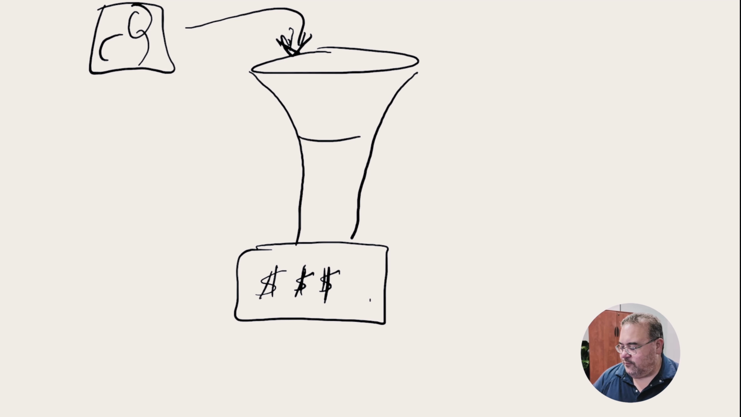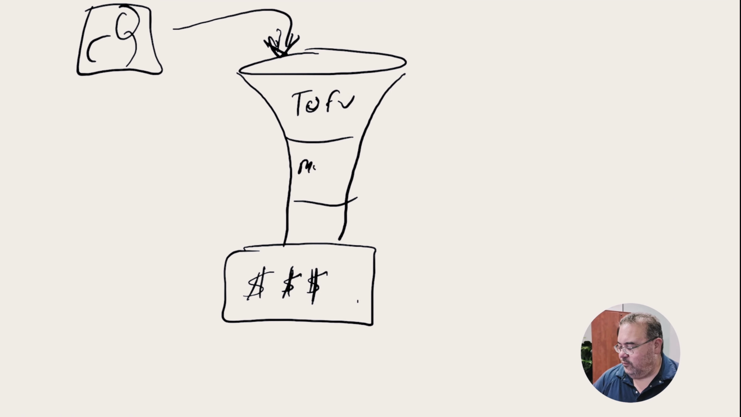There's 3 levels of a funnel. Okay. There is the TOFU, which is top of funnel. You will hear that in marketing terms called TOFU. Then there's MOFU, which is the middle of funnel. And then there's BOFU, which is the bottom of funnel.